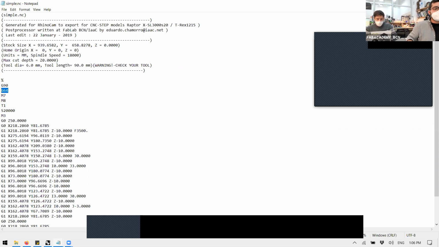Then there is G0, move 50 millimeters up, then move to position X220, Y80, move in the air. We don't say the speed, it's going to take the machine's default speed because it's a G0 command. And then we have our movement. That is, move in the same position, -10 at 3,500 millimeters per minute. Move down 10 millimeters.